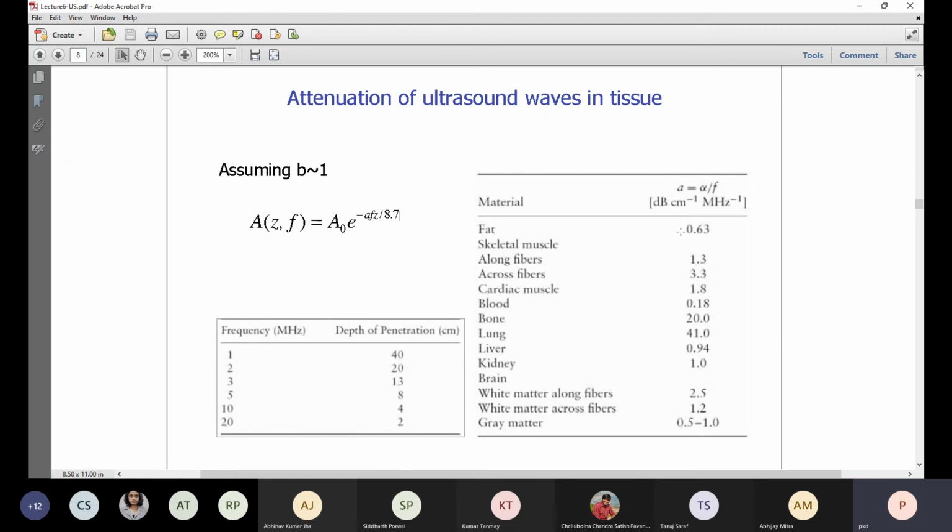Like fat, this is in dB per centimeter per megahertz. For fat it is 0.63, then muscle fiber 1.3 along the fiber, that is, along the length of the fiber. When it is across the fiber, attenuation is more because a lot of discontinuities come from fiber to fiber. Cardiac muscle is 1.8, blood is quite less, 0.18. Bone is quite high, 20.